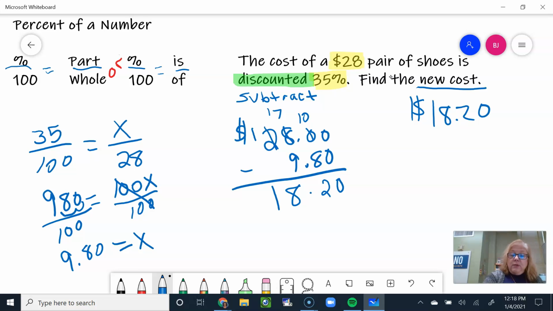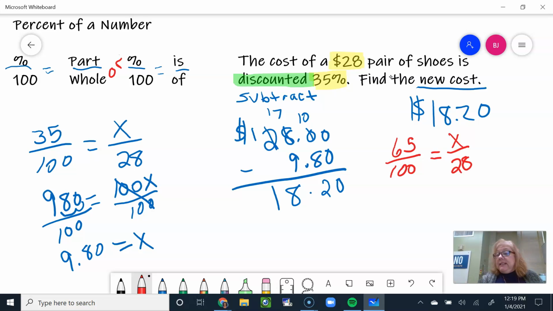Now, some of you may have looked at this and gone, Ms. Jones, there's another way to do this, and I'm going to show you the other way to do this. If this makes sense to you, then keep it just like this, okay? If this new one makes sense, you can do it this way. Since it said discounted, that means subtract. We're subtracting this 35% from 100. So 100 minus 35 is 65 over 100 equals x over 28. Once again, we're going to come up with the same answer. You do whichever one's easier for you.